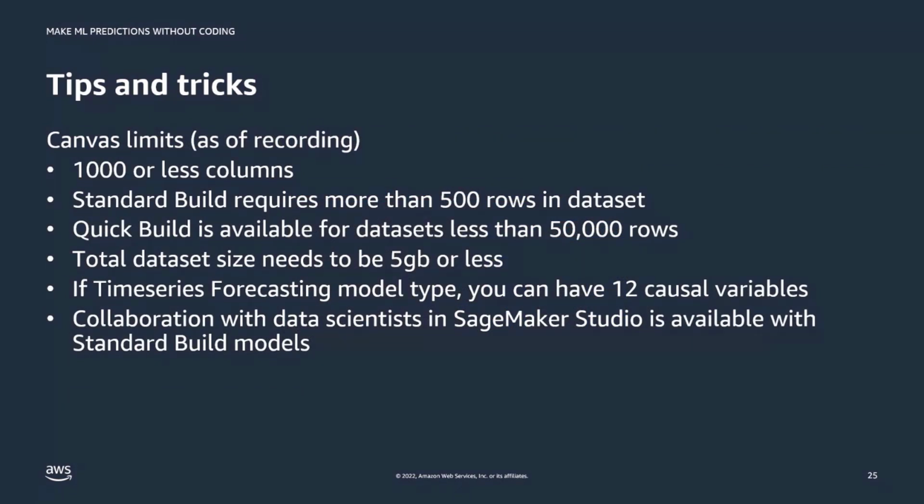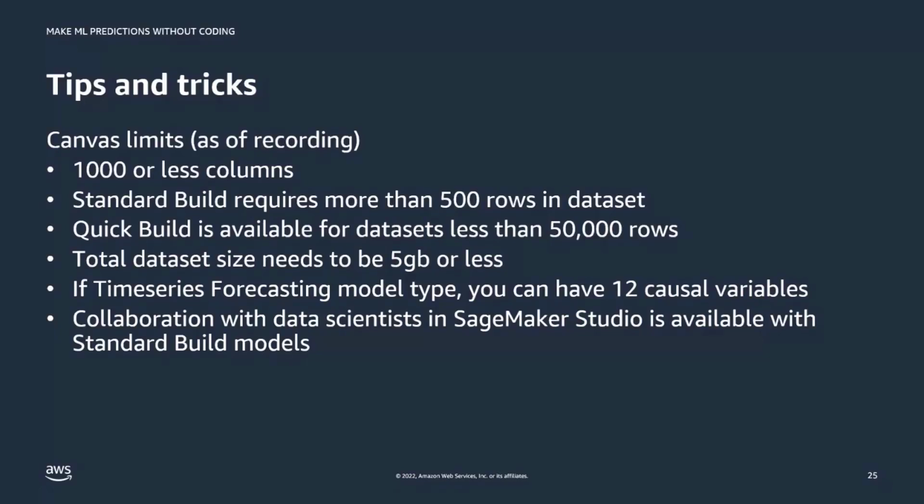So Canvas does have some limits, less than 1,000 columns. If you think of the spreadsheet, again, rows and columns, it can only handle 1,000 columns at the moment. The standard build model requires more than 500 rows to be in the data set, or otherwise it will tell you, no, I can't run. The reason is that you need about 500 rows to get a good result.